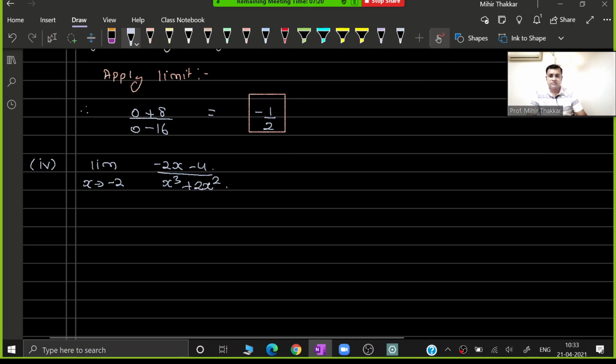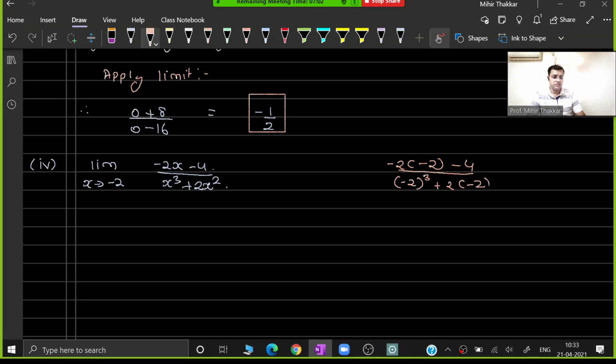So the number 4 sum, guys, right there in front of you. As usual, I will just try to substitute the limit value over here. So in the numerator, it is going to be negative 2 into negative 2 minus 4, divided by negative 2 raised to 3 plus 2 into negative 2 square. So that becomes 4 minus 4 divided by minus 8 plus 8. Does not matter about the numerator, but I can see that the denominator is becoming 0.